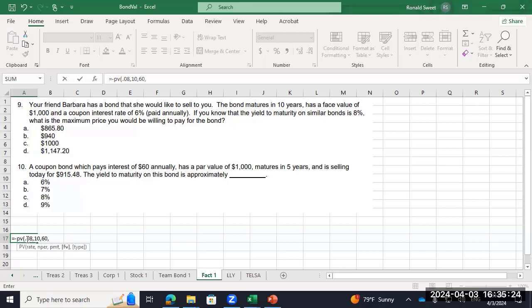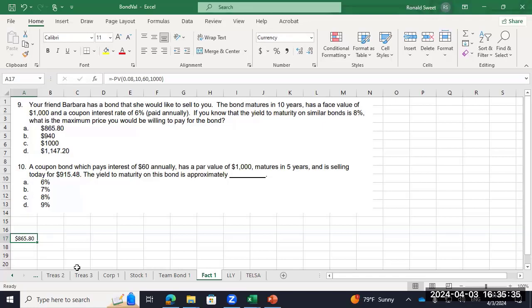60. And then what's your face value, your future value? $1,000. You see that number up there anywhere? 865.80. It's a really simple question, isn't it? You should complain that it's only paying interest once a year, and this is not a realistic bond. Why they do that, I don't know.